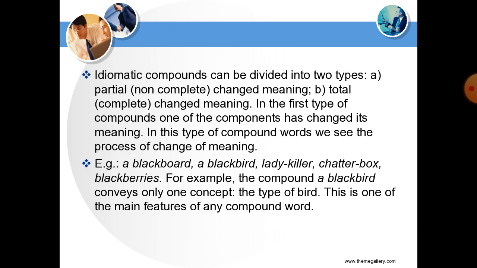Idiomatic compounds can be divided into two types: A. Partial, that is non-complete, changed meaning. B. Total, that is complete, changed meaning. In the first type of compounds, one of the components has changed its meaning. In this type of compound words, we see the process of change of meaning.